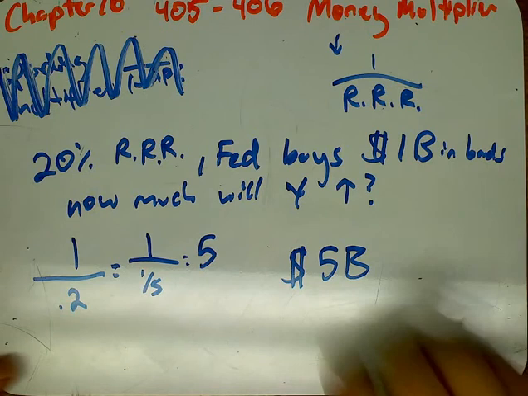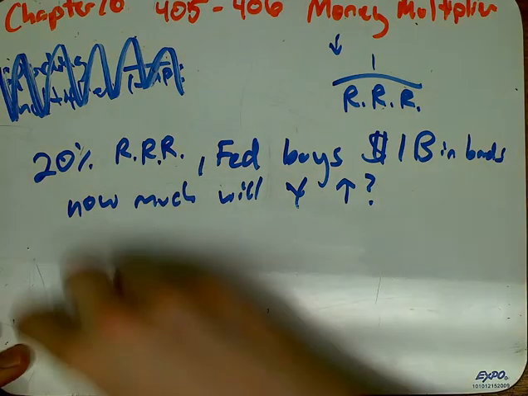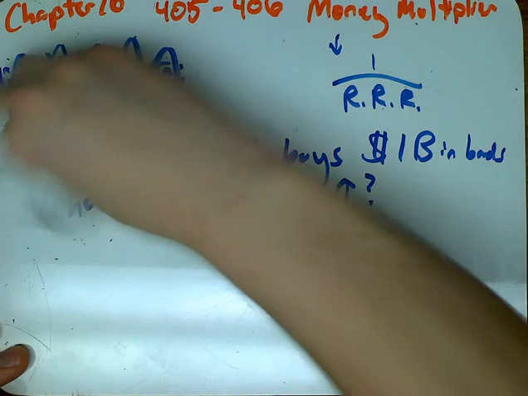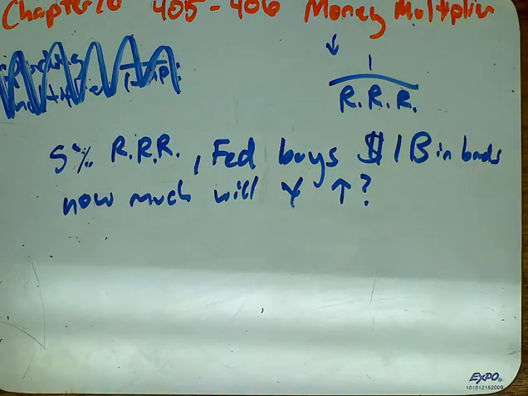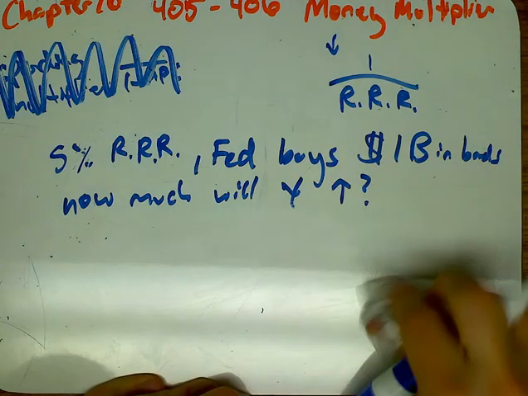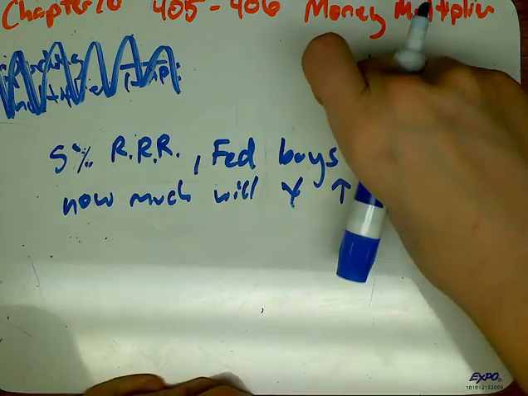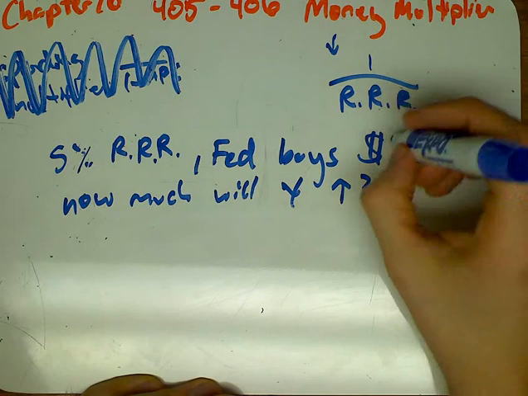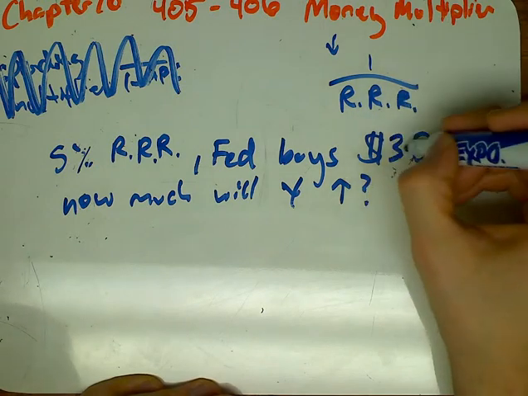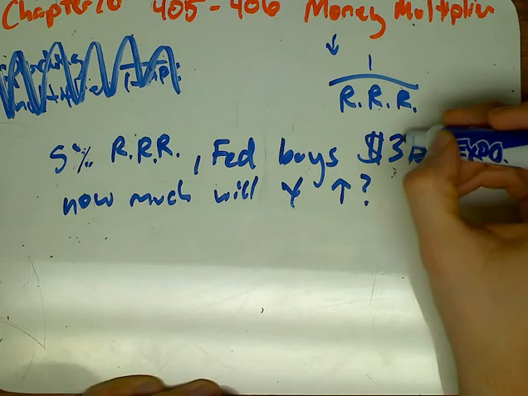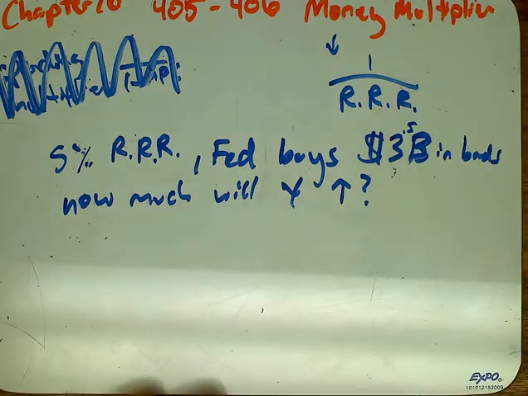Let's say that the required reserve ratio is 5%. And instead of 1 billion, let's make it weird. 3.5 billion, how about that? So if the Fed buys $3.5 billion of bonds, how much will Y increase?